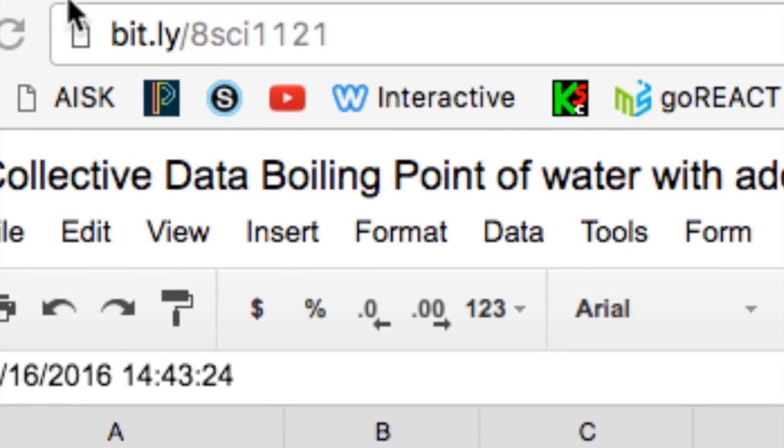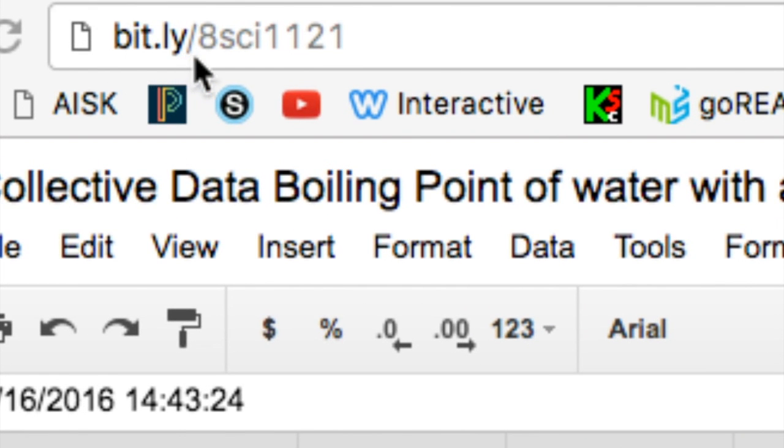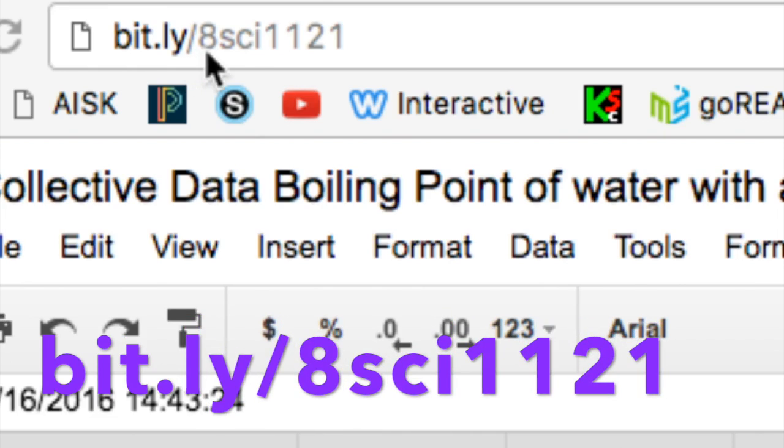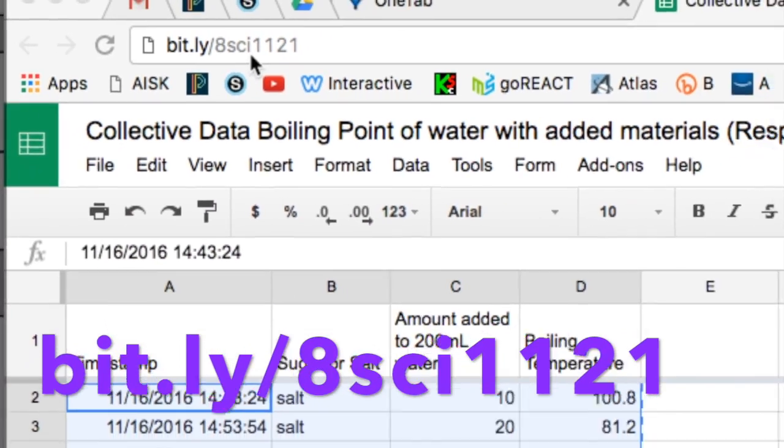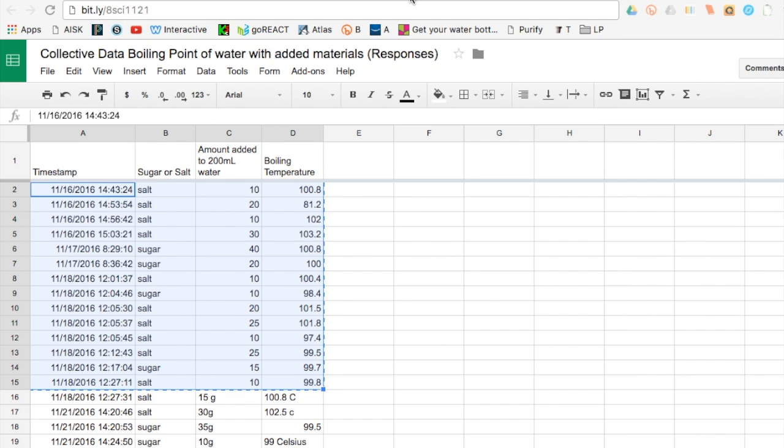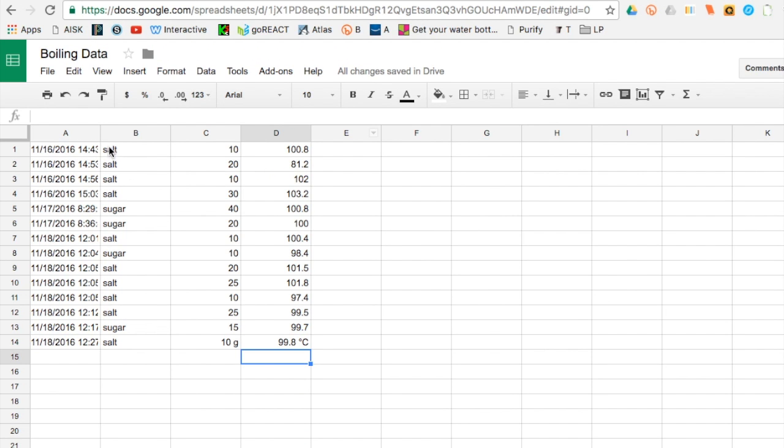To get a copy of the data, you go to this address up here, bit.ly/8sci1121. Now, I have a partial set of data that I'm going to show you how to organize.